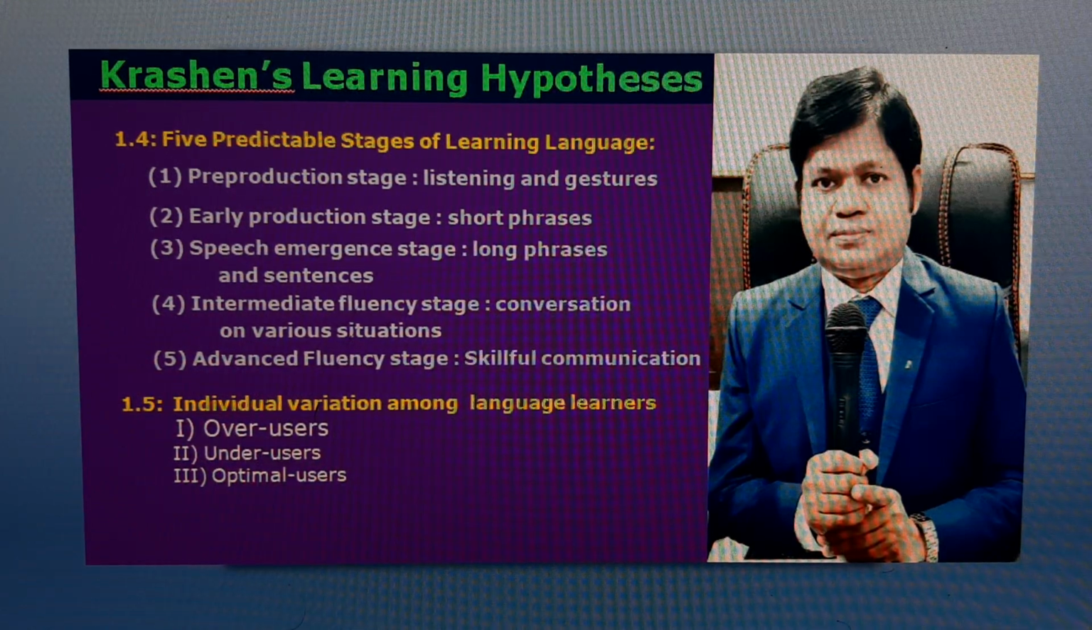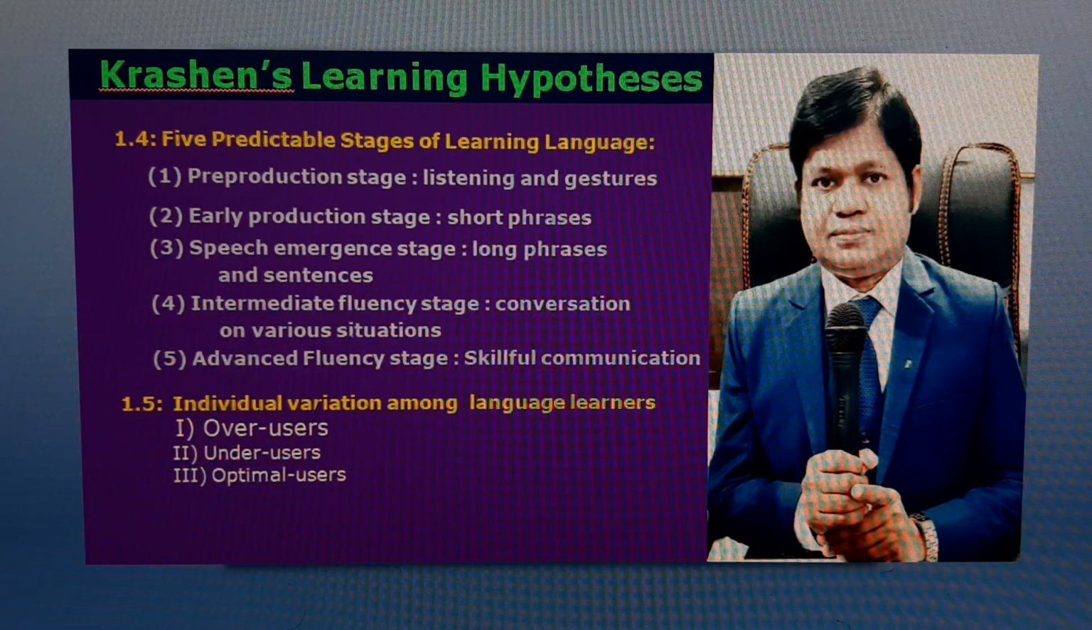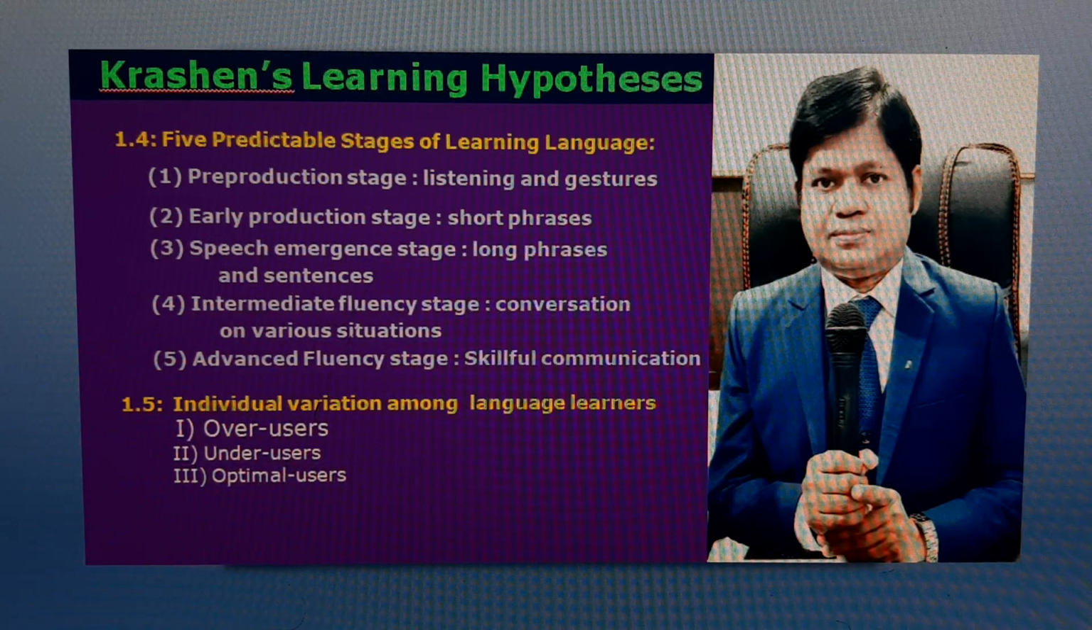The acquired system or acquisition is the product of a subconscious process very similar to the process children undergo when they acquire their first language. It requires meaningful interaction in the target language, natural communication in which speakers are concentrated not on the form of their utterance but on the communicative act.